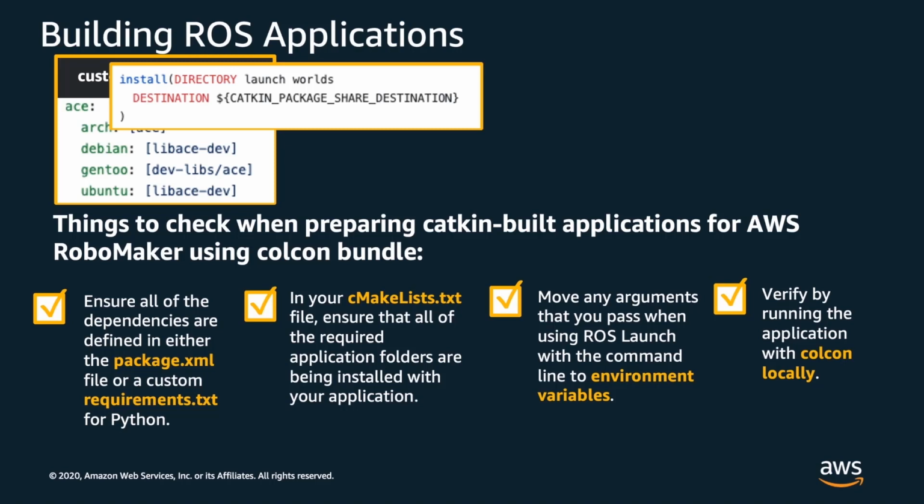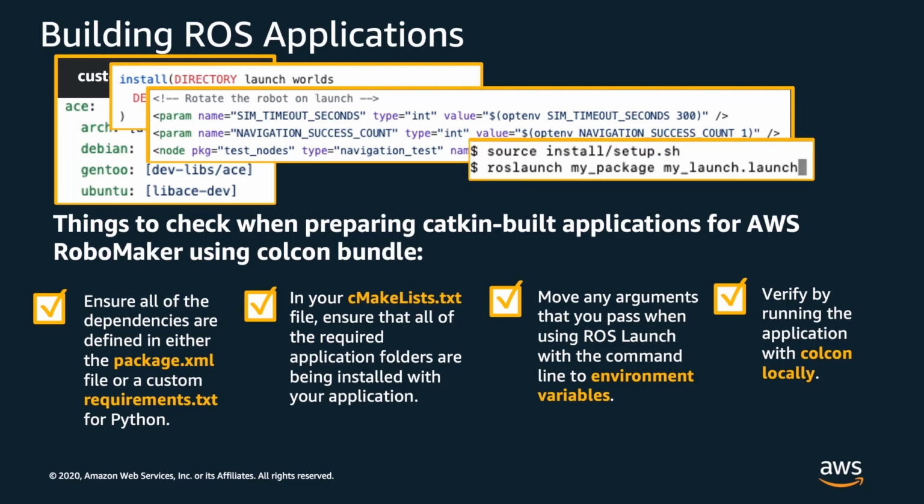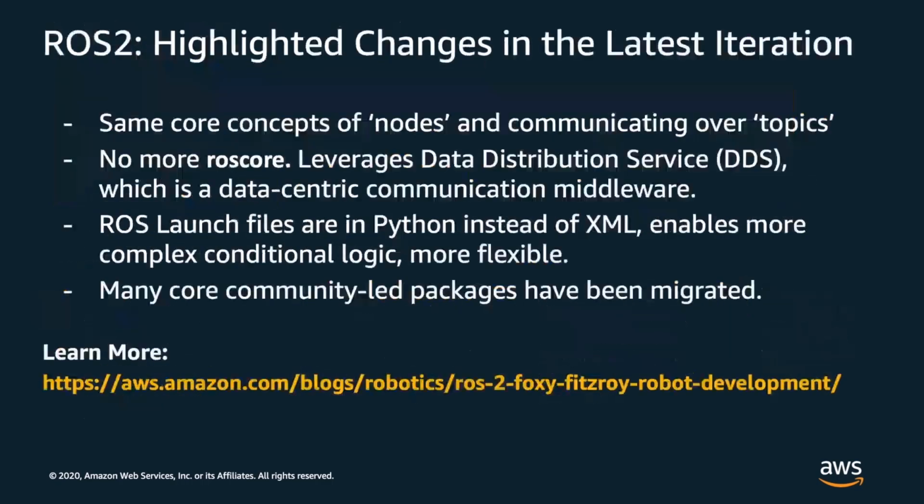Third, if you have any command line arguments that you use with your ROS launch commands today, define those arguments as environment variables. In the demo that we're going to do today, I'll highlight how to set up these environment variables when launching a cloud-based simulation with RoboMaker. Finally, before you get everything all bundled, run a quick test locally after running Colcon build to ensure that everything is configured correctly. You can do this by sourcing the setup.sh file in the install directory and then running any ROS launch files that you're going to want to include.